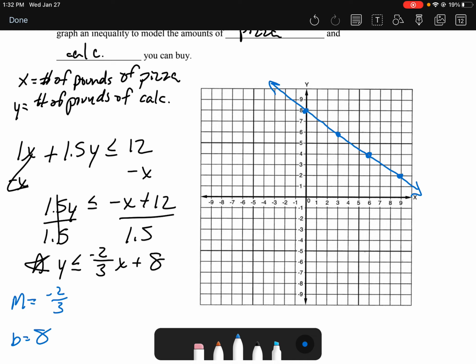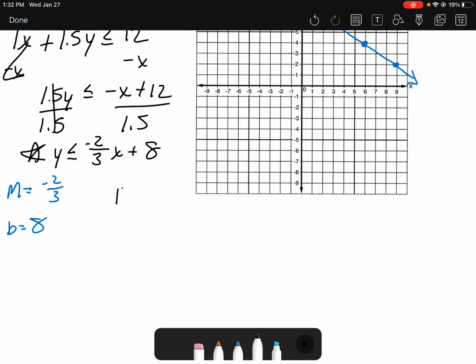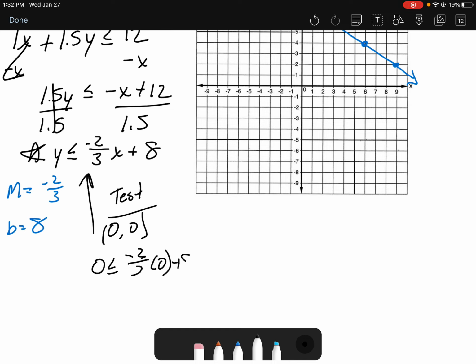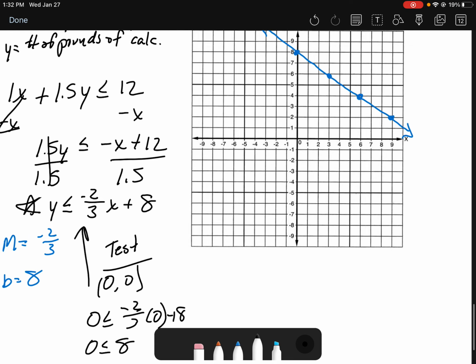And I do need to substitute my test point in. So my test point is going to be 0, 0. And I'm just going to go ahead and substitute it right here. So I have 0 is less than or equal to negative 2/3 times 0 plus 8. 0 is less than or equal to 8.